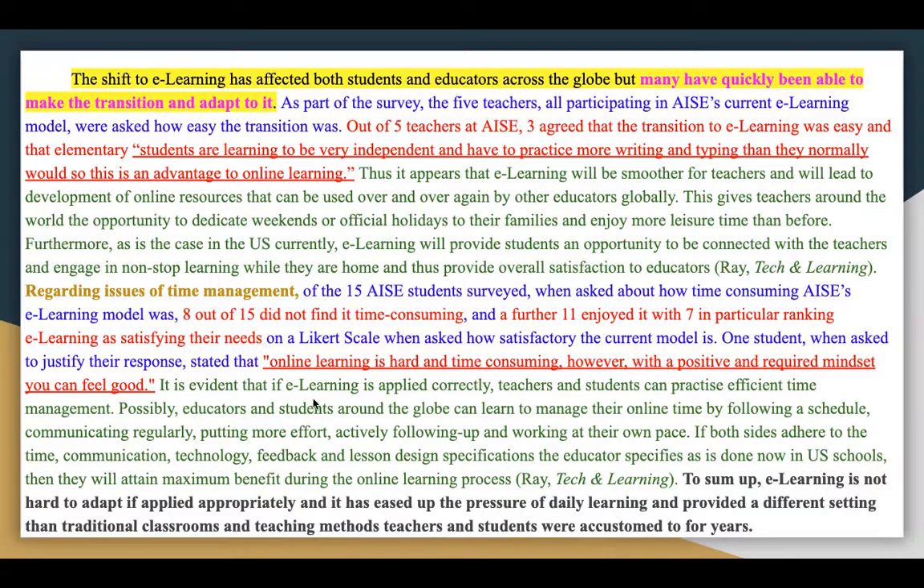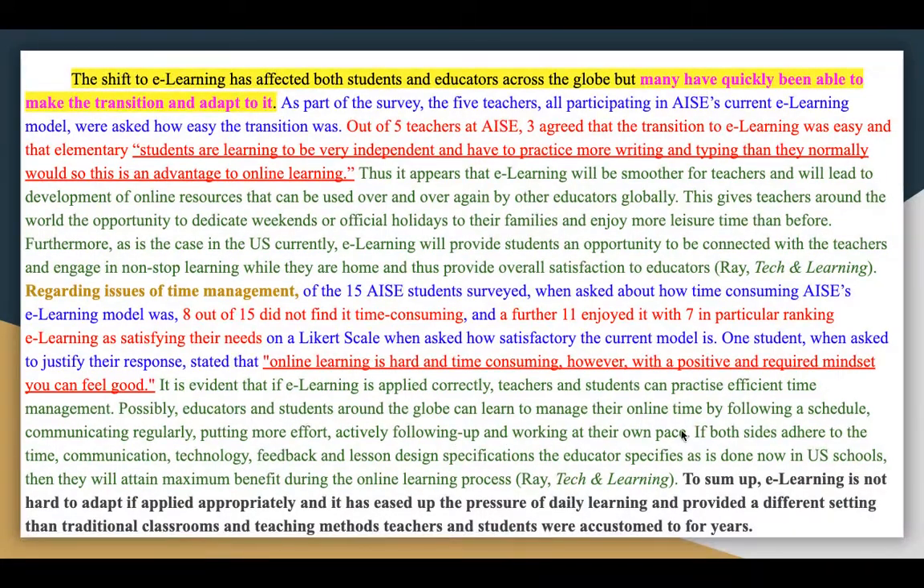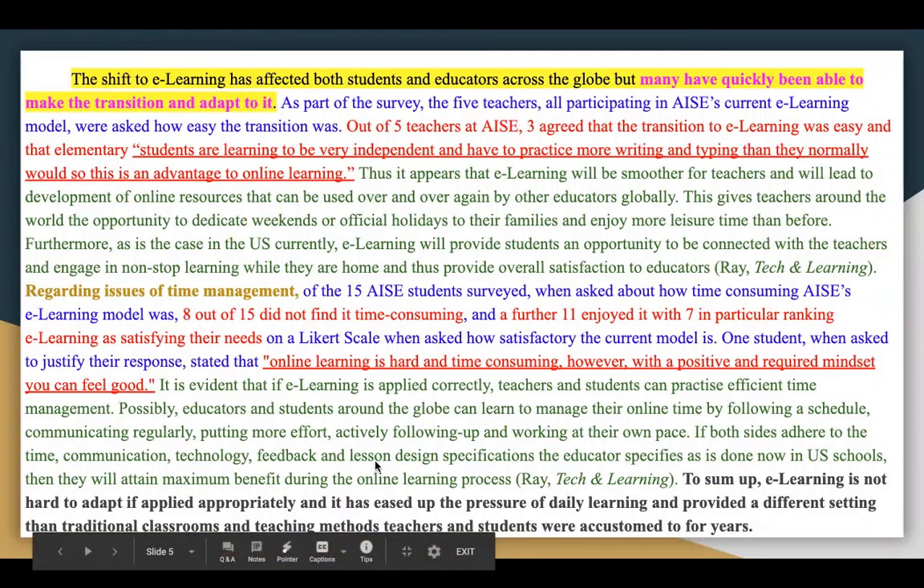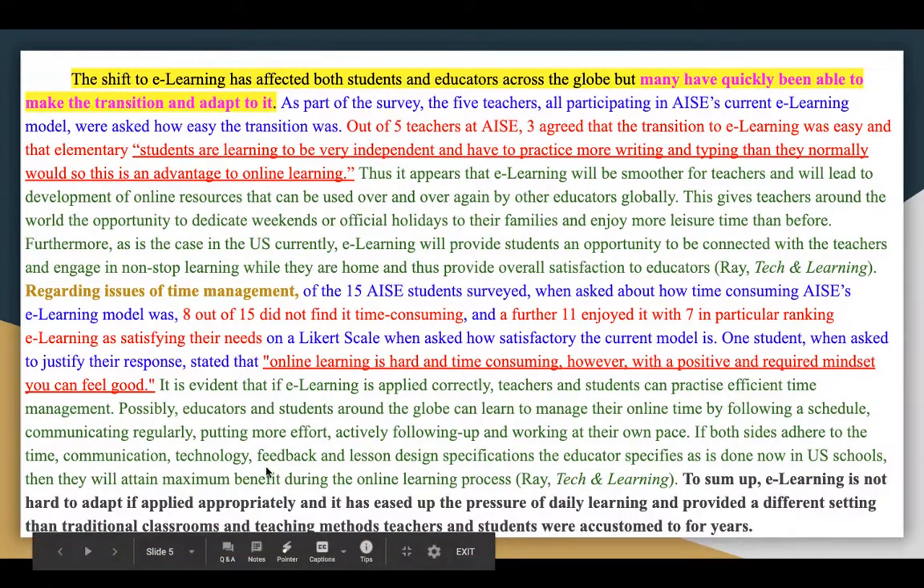It is evident that if e-learning is applied correctly, teachers and students can practice efficient time management. Possibly, educators and students around the globe can learn to manage their time online by following a schedule, communicating regularly, putting more effort, actively following up and working at their own pace. If both sides adhere to time, communication, technology, feedback, and lesson design specifications the educator specifies, as is done in the US schools, then they will attain maximum benefit during the online learning process. Again, he's got level 1, 2, and then 3 is an article which is used to support level 1 and 2.